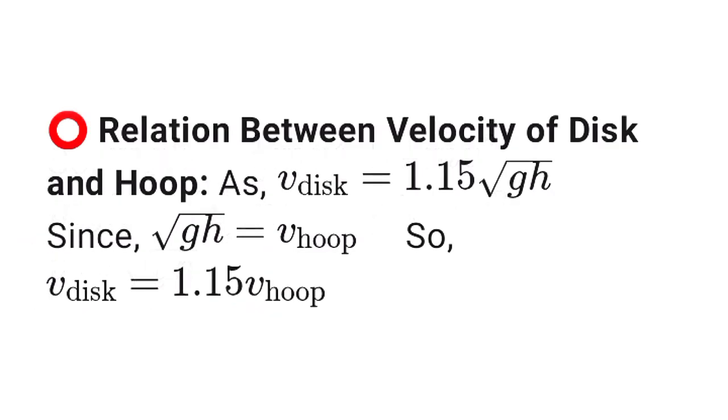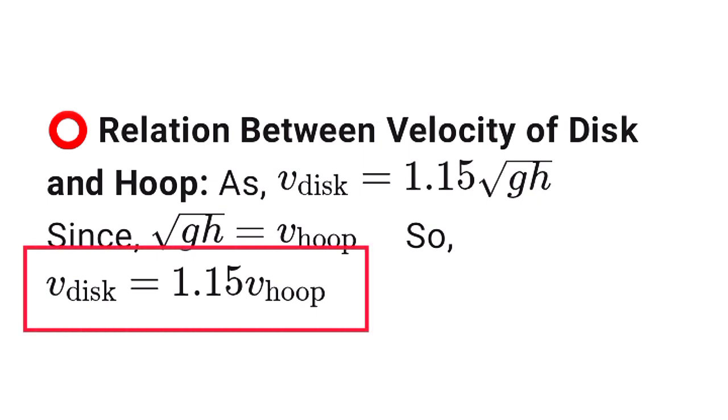Relation between the velocity of a disk and a hoop. Since the velocity of a disk is equal to 1.15 multiplied by the square root of gh, and the velocity of a hoop is equal to the square root of gh, so, velocity of the disk equals 1.15 multiplied by velocity of the hoop.